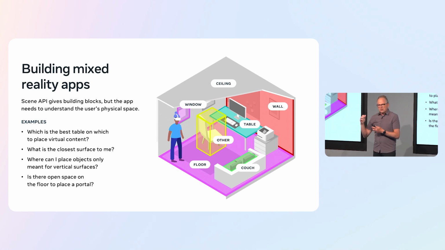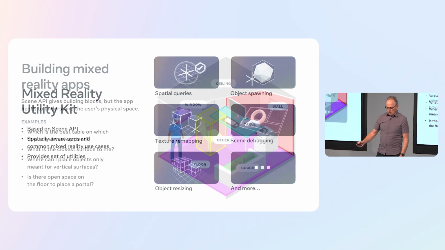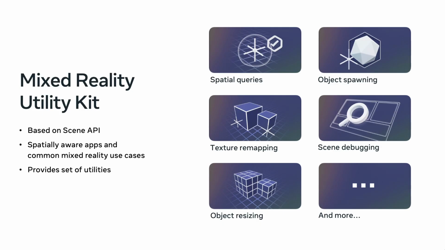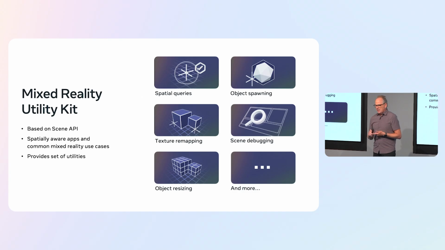Those helpers that are provided by MRUK allow you to create this dynamic gameplay that is also adaptable in any particular room. But in addition to just the spatial queries, MRUK provides a few extra things. We have things like dynamic object spawning, and we'll go through some examples of that in just a second. Texture remapping, scene debugging, object resizing, and a lot more. Further, we're introducing several new features that we're going to go into in this presentation.